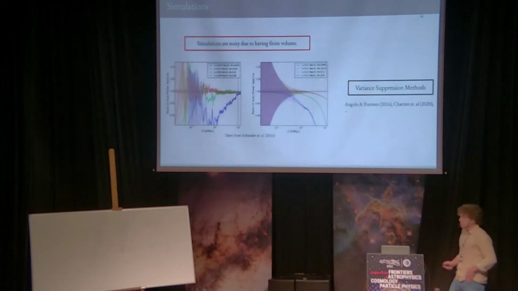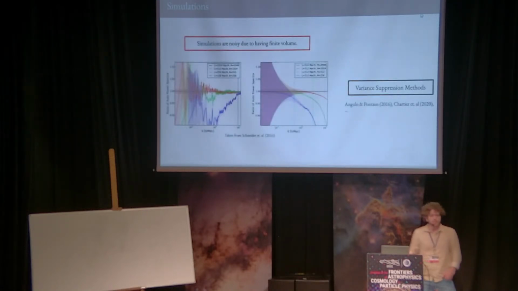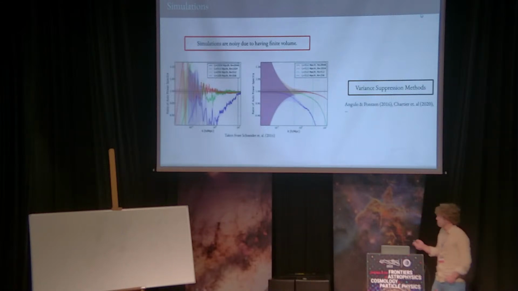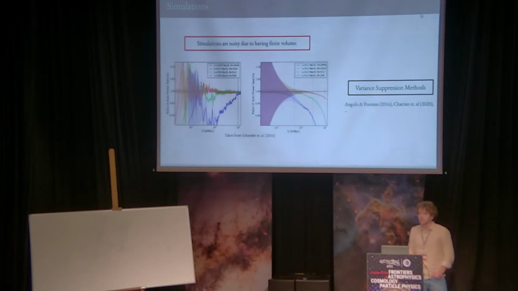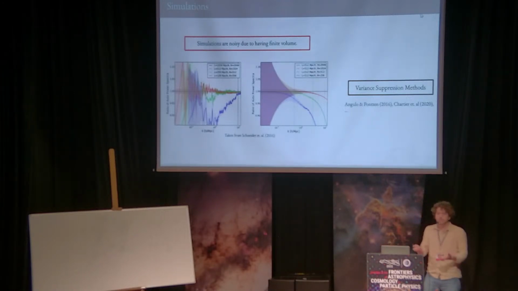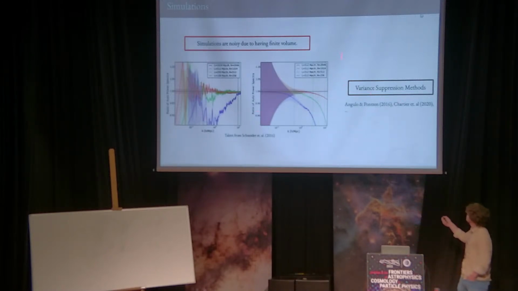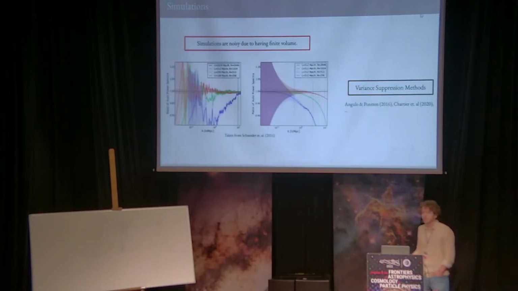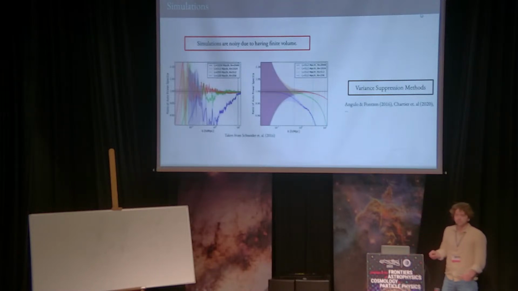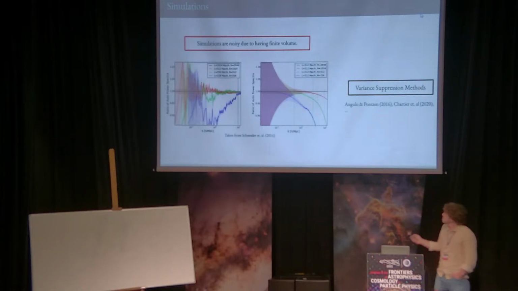So, simulations are very nice, but they of course have their own issues. The main issue is that they are noisy. On large scales, simulations are going to have a lot of statistical noise due to the fact that they are finite, and therefore the large scale modes are sampled only a few times. One way to overcome this issue is to use what are called variance suppression methods. In this talk I'm going to focus mostly on this one, which was introduced by Angulo and Pontzen, which is usually referred to as fixing and pairing.